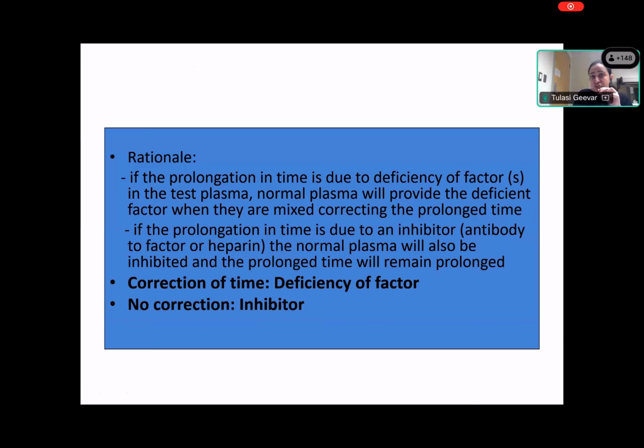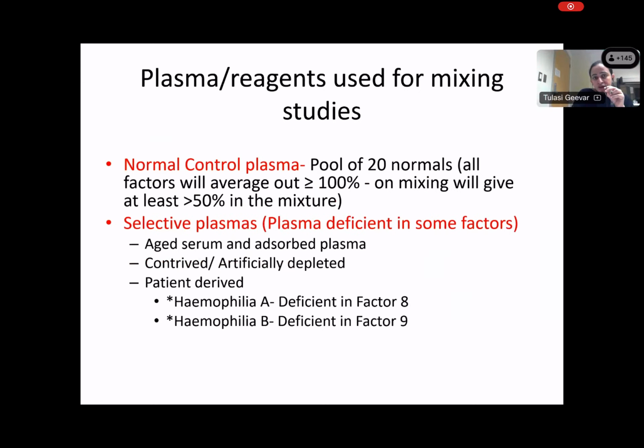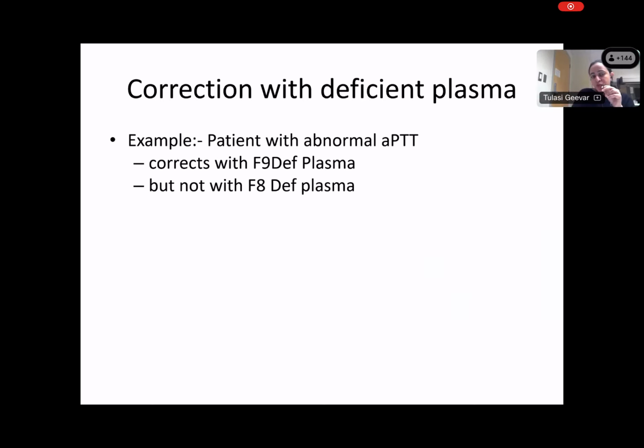But if the prolongation is due to an inhibitor, which can be a factor antibody, or heparin, or lupus anticoagulant, normal plasma will also be inhibited by the inhibitor in the patient plasma and the prolonged time will remain prolonged. So no correction suggests an inhibitor, and correction suggests a factor deficiency. The causes for no correction can be heparin, lupus anticoagulant, inhibitors to clotting factors, FDPs or D-dimers. So other than normal control plasma, you can do mixing studies with selective or deficient plasmas like aged serum, or more specifically factor 8 or 9 deficient plasma. So if you have a patient with an abnormal APTT alone, and a patient with bleeding symptoms, you're thinking mostly in terms of a factor 8 or 9 deficiency.